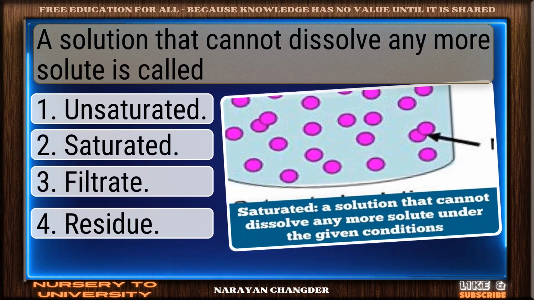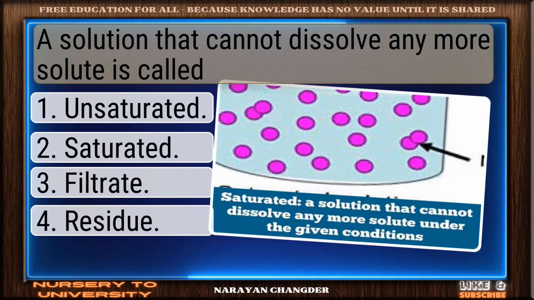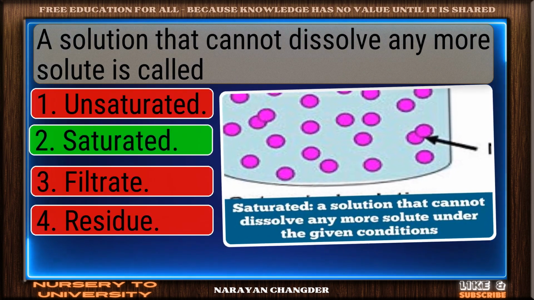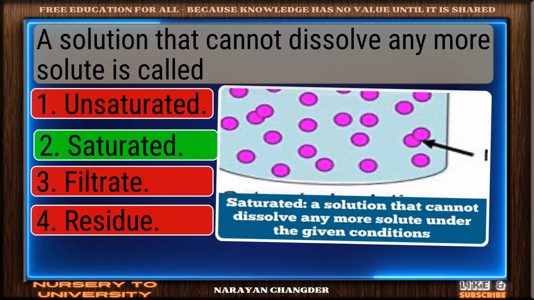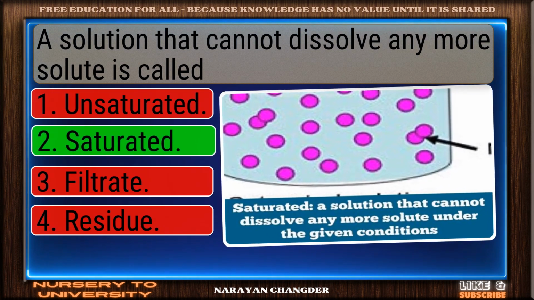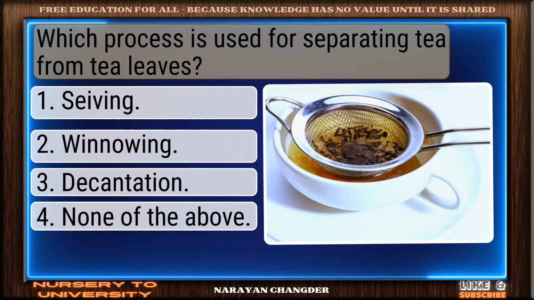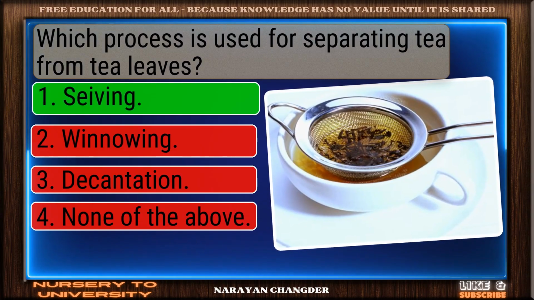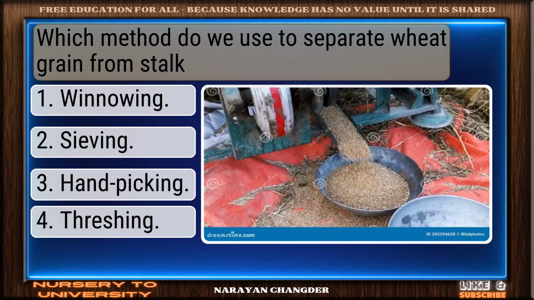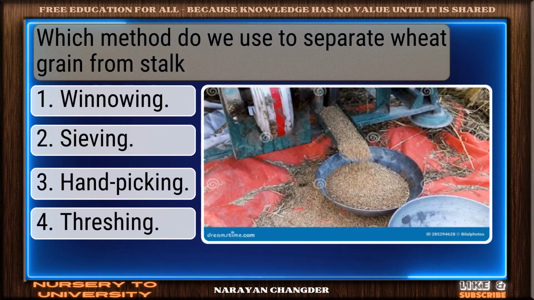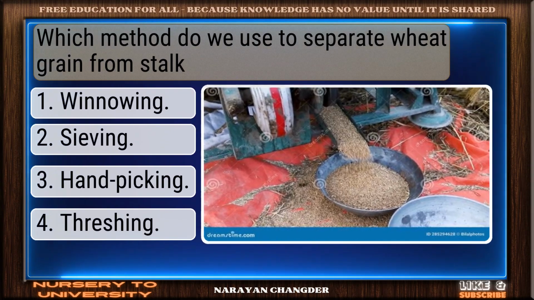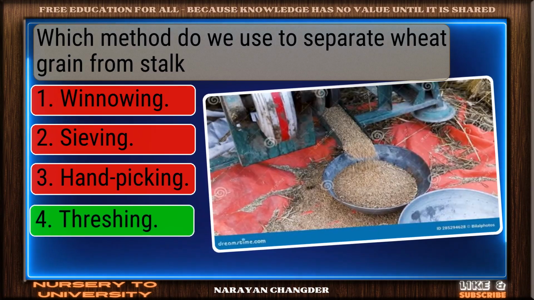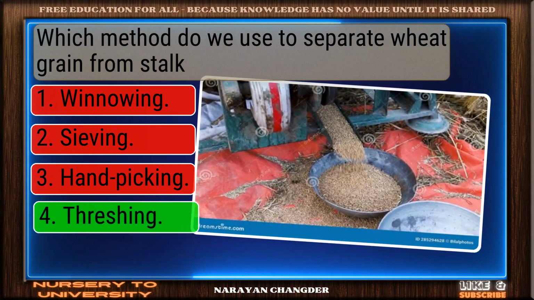A solution that cannot dissolve any more solute is called. Nice selection. Saturated is the correct and valid answer. Which process is used for separating tea from tea leaves? Correct. Sieving is the right answer. Which method do we use to separate wheat grain from stalk? You chose threshing, and it is correct.